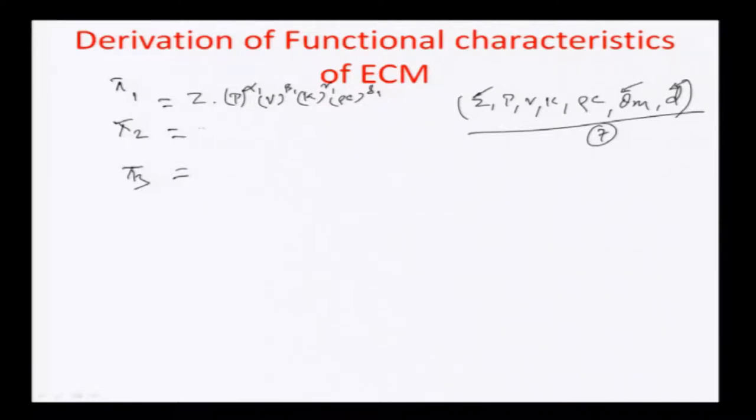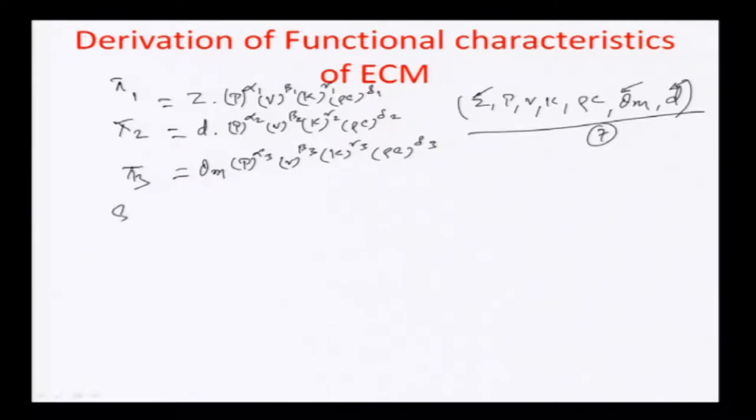Similarly, we have some other dimensionless parameters like pi 2, which can be represented in terms of diameter of the beam, power to the power of alpha 2, velocity of rastering to the power of beta 2, thermal conductivity to the power of gamma 2, and rho c, volume specific heat to the power of delta 2. Similarly, the other dimension, which is the temperature dimension, is in terms of theta m, power to the power of alpha 3, v to the power of beta 3, k to the power of gamma 3, rho c to the power of delta 3.